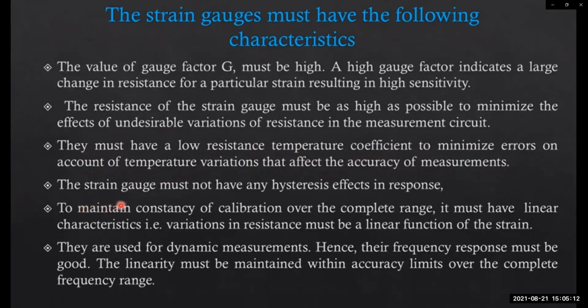Then, the strain gauge must not have any hysteresis effect in response. We already studied hysteresis in the first chapter, right? So strain gauge must not have any hysteresis, because if it has some amount of memory of the previous value, then it has some hysteresis effect, which is going to affect our present value. So we need to minimize that effect. To maintain the consistency of calibration over a complete range, it must have linear characteristics. So our characteristics should be linear.